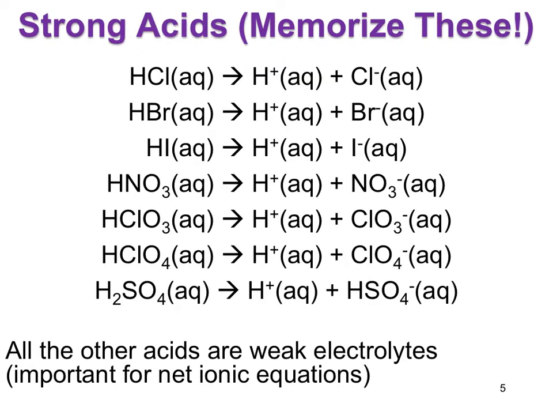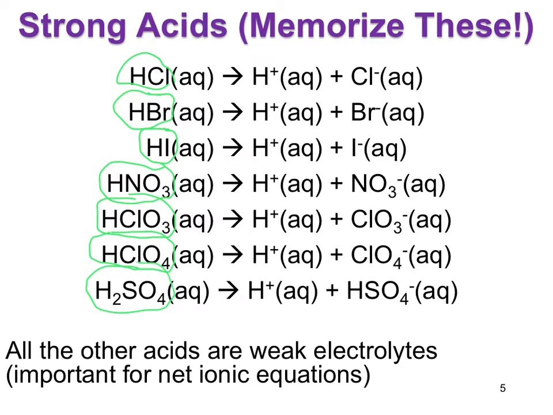Here are the 7 strong acids and their dissociation reactions. The 7 strong acids are hydrochloric acid, HCl, hydrobromic acid, HBr, hydroiodic acid, HI, nitric acid, HNO3, chloric acid, HClO3, perchloric acid, HClO4, and sulfuric acid, H2SO4.